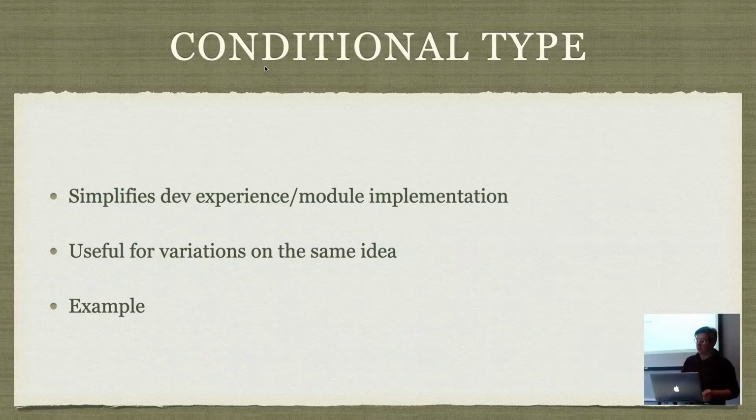I'm calling this conditional, but really it's just a pipe. It's just that or statement that we saw earlier. It's useful when you have variations on the same idea, but you need them all together. I have a good implemented example we'll work through. It simplifies the experience and the module implementation a lot of times, if it can be this or this, but it has to be one of these two, or one of these three, or whatever it is.